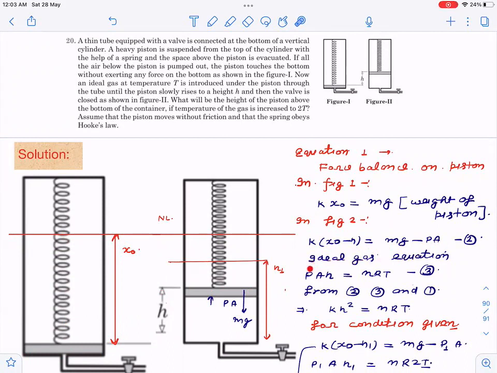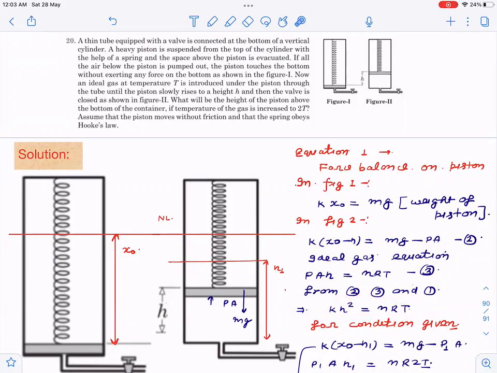From the ideal gas equation, what do we know? The pressure of this gas is P, and the volume is how much? The area of cross section is A, and the height is h. So PAh is equal to nRT, PV equal to nRT. So from these three equations which you have written, see kx0 is equal to mg, this term will cancel with this. Then you get kh equal to PA, and if kh equal to PA, if you substitute here, then you get kh squared is nRT. I'm leaving this equation as it is here. We will need this again.